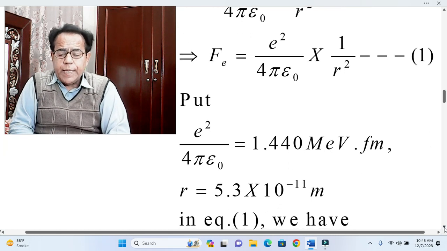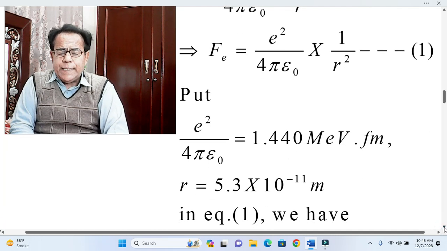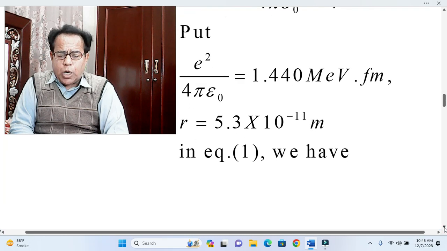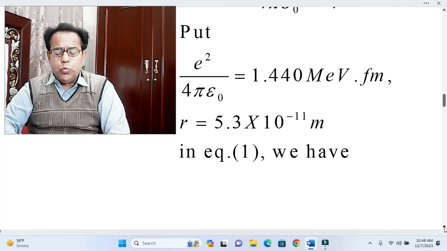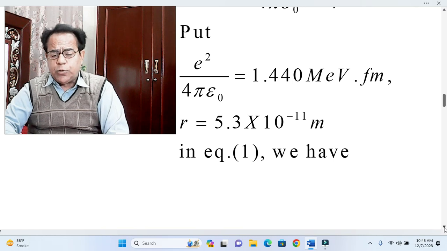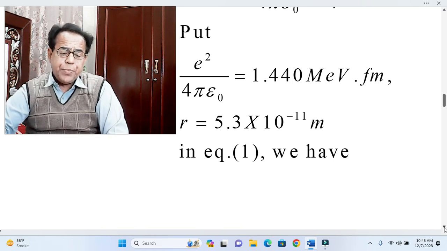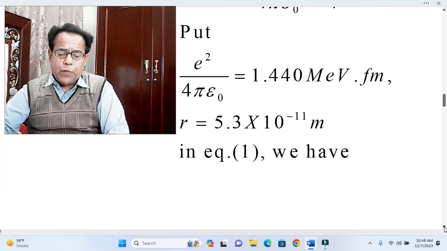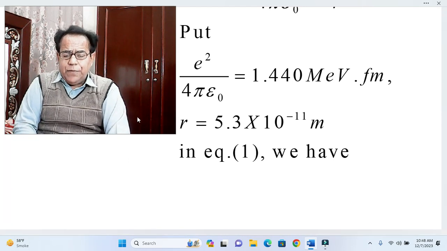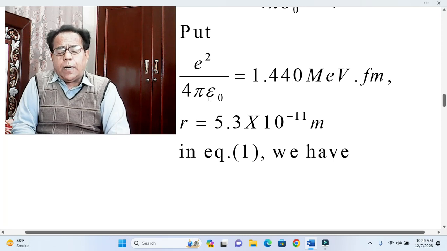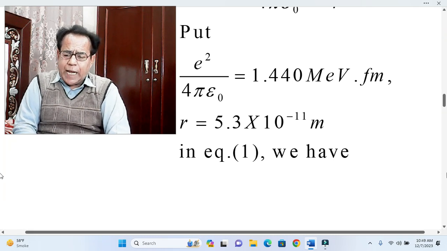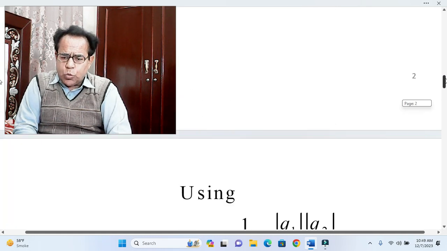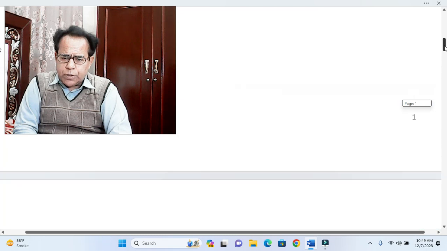Put in this equation, dear students, we will put e square over 4 pi epsilon naught equal to 1.440 million electron volt femtometer, and number 2, radius R equal to 5.3 × 10^-11 meter. Here the radius is provided in the statement, while the value of e square over 4 pi epsilon naught has been taken from the table included in our snapshots. Let us go to that snapshot.